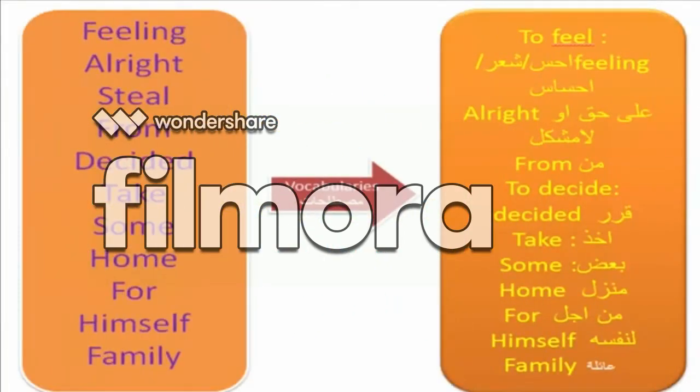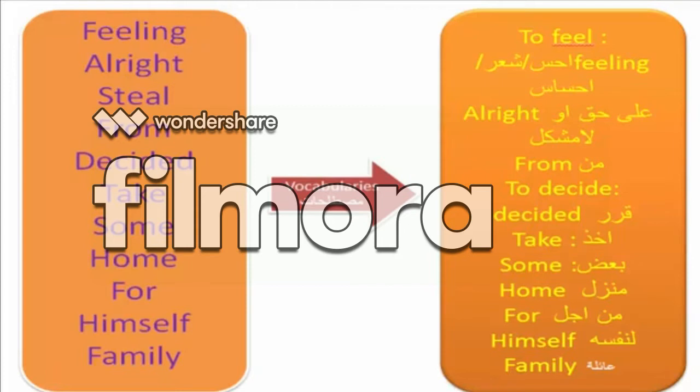Feeling. All right. Steal. From. Decided. Take. Some. Home. For. Himself. Family. Now let us on the right side translate those words in Arabic language. We have the verb to feel. أحس يحس. And the word feeling with ing means الإحساس أو الشعور. All right. على حق. لا مشكل. From, a preposition, means من.